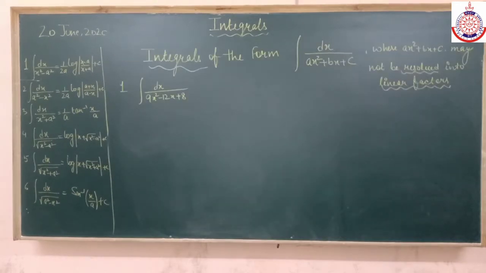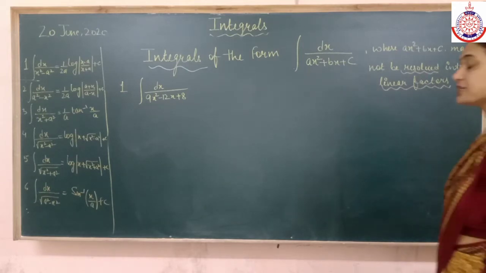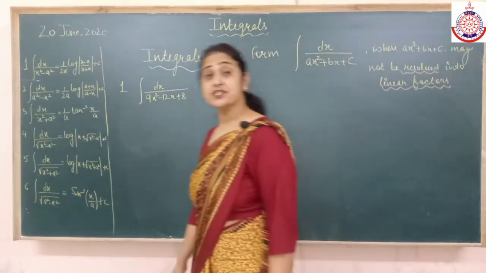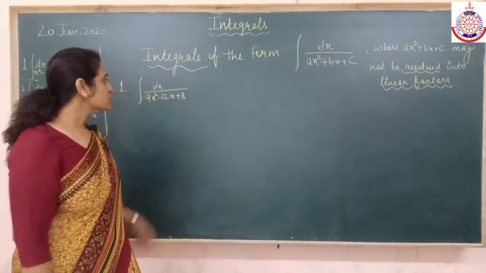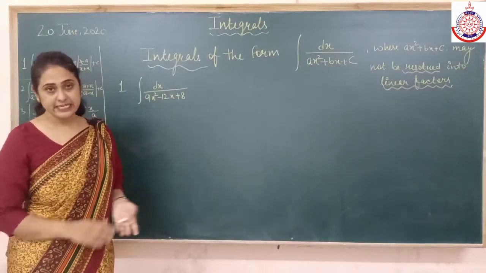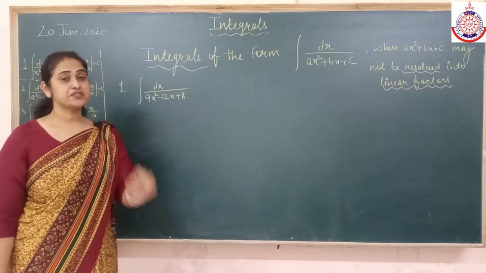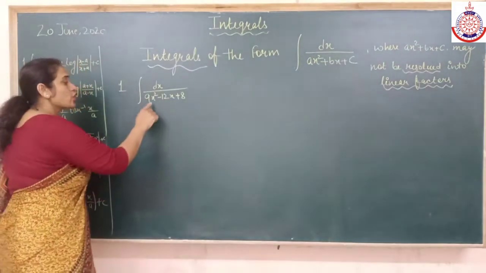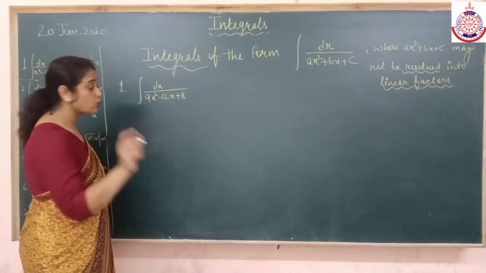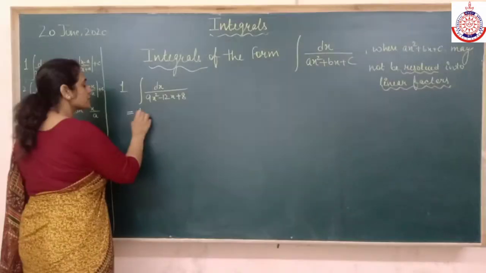Let's take the example: dx upon 9x square minus 12x plus 8, we have to integrate this. If I see this quadratic, we are not able to integrate it directly. So what is the first step which we did in the basics? First of all, the coefficient of x square should be 1. So I'll take this 9 out.